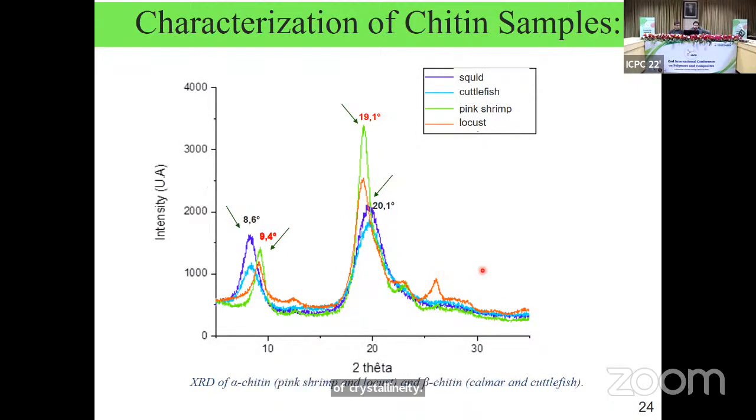We analyzed the diffractograms of different samples prepared in our laboratory in order to compare them with the low-cost ones. It is clearly observed that the two diffractograms of squid and cuttlefish are superimposed and present a beta chitin. In contrast, the diffractograms of pink shrimp and locust are superimposed and slightly shifted for the first two. This result shows that the locust has an alpha chitin.